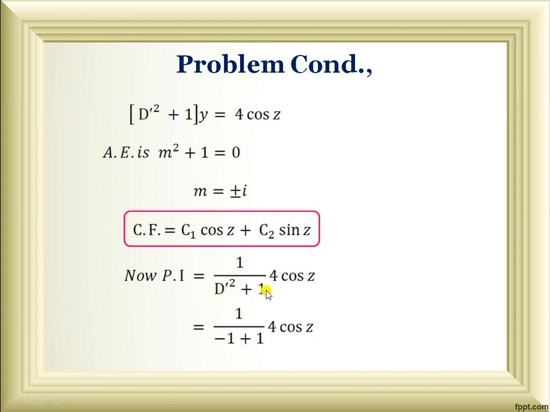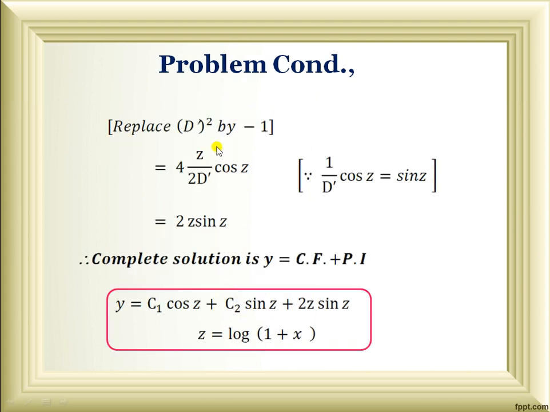So therefore here a is equal to 1, the coefficient of z. In place of D'² I want to replace -1². The value of -1² is -1. So -1 + 1 gets cancelled, and the denominator becomes 0. So in the previous step I need to multiply by z in the numerator and differentiate the denominator with respect to D'. This gives 4z by 2D' into cos z. 4 by 2 gets cancelled, it will give 2.